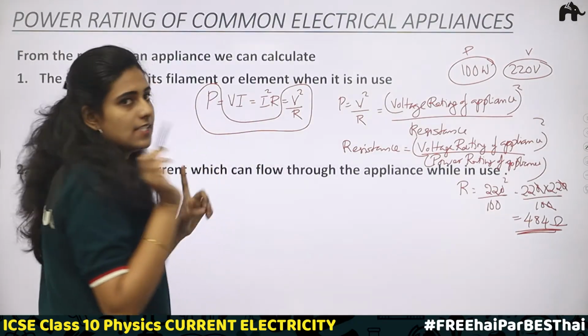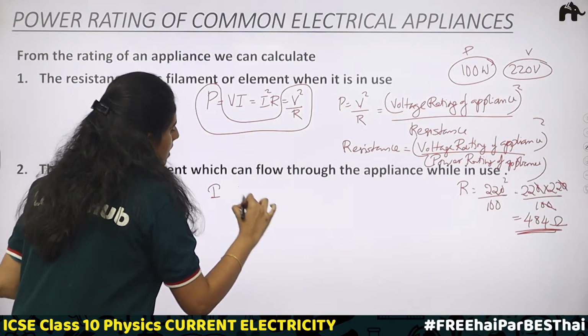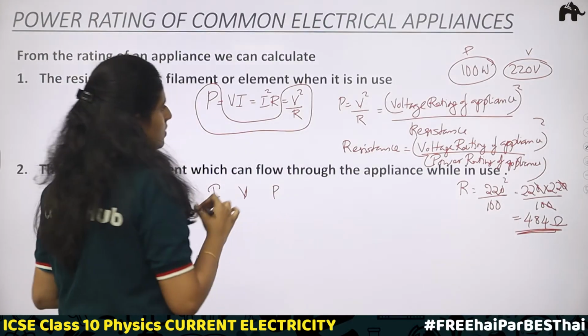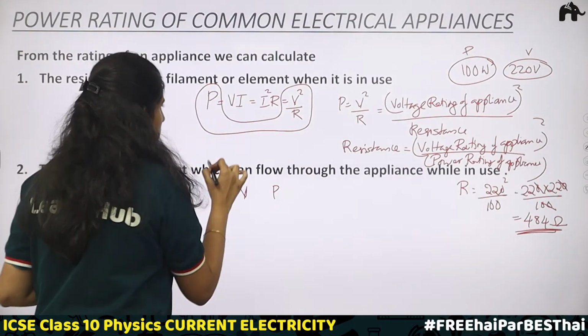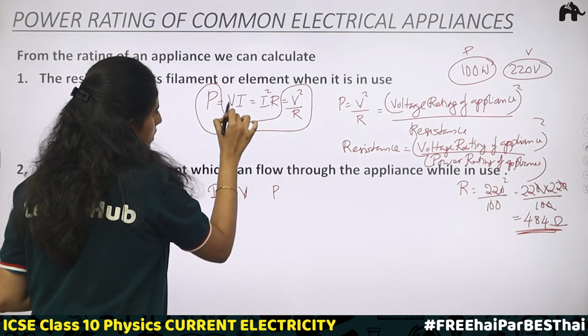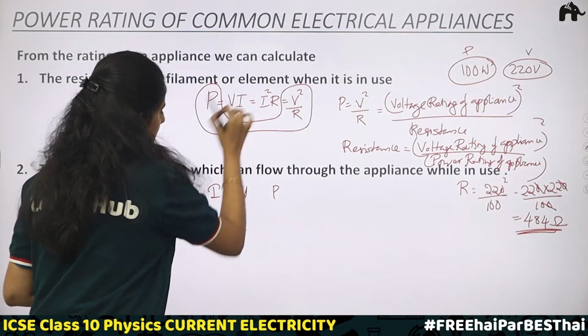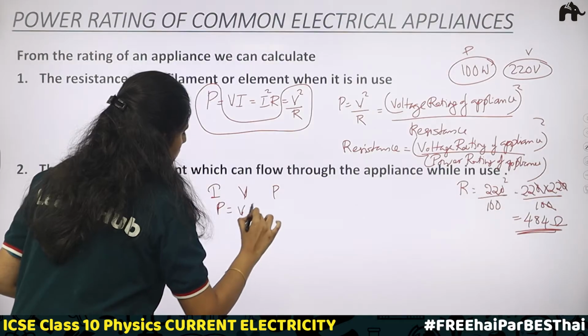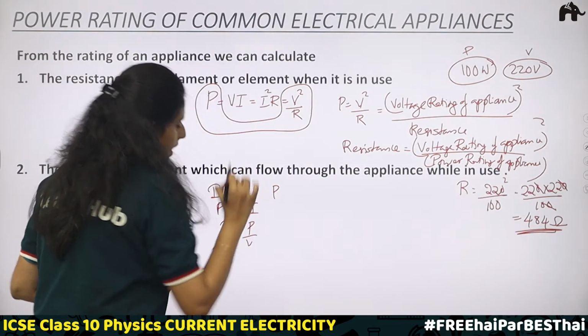How to calculate the safe current? Let's see. You need a relation connecting current, voltage and power. Here you have power is equal to I square R, and we have power is equal to V into I. We need V, I and P. So from this relation, P is equal to VI, which means safe current I is equal to P divided by V.